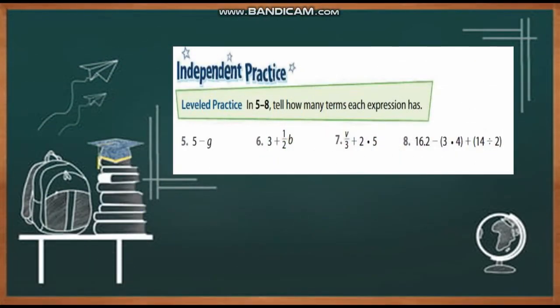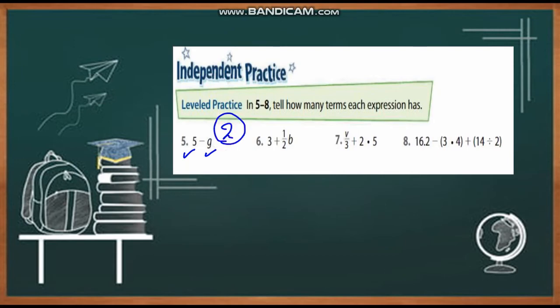Independent practice, page 27. In exercise 5 to exercise 8, tell how many terms each expression has. Exercise 5. 5 minus g. As you know, minus separates the 2 terms here. So we have here 2 terms. The first term is 5. The second term is g. So we have 2 terms.